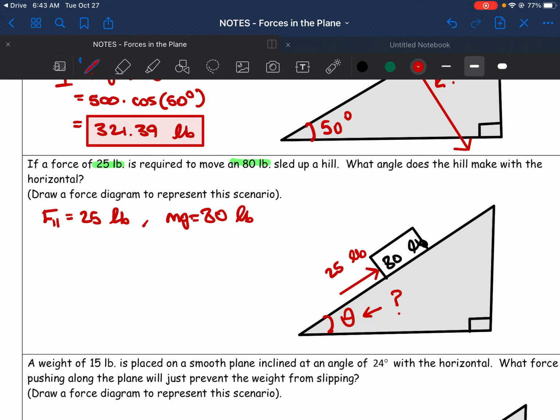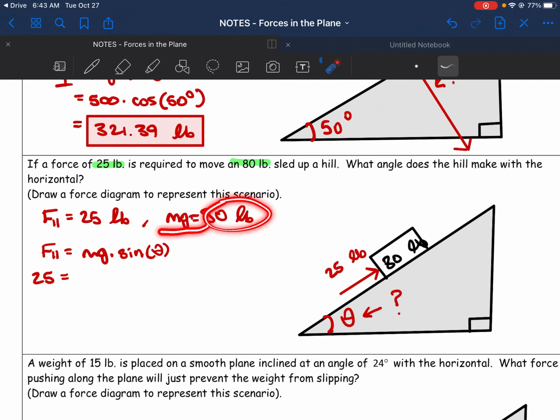So we know that parallel force is equal to the weight of the object, mg, times sine of theta. We know the parallel force is 25 pounds, so I'm going to substitute the parallel force with 25 pounds. And we know that the weight of the object is 80 pounds, so I'm going to substitute mg with 80. All right, so 25 equals 80 times the sine of theta.